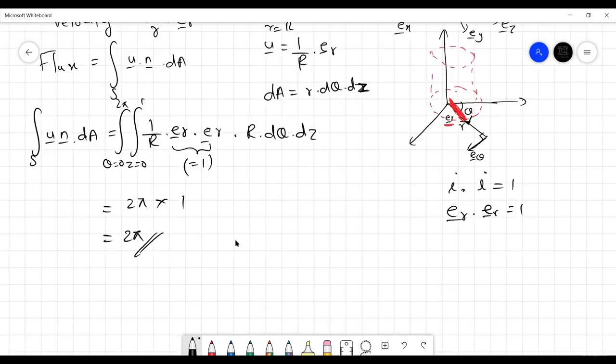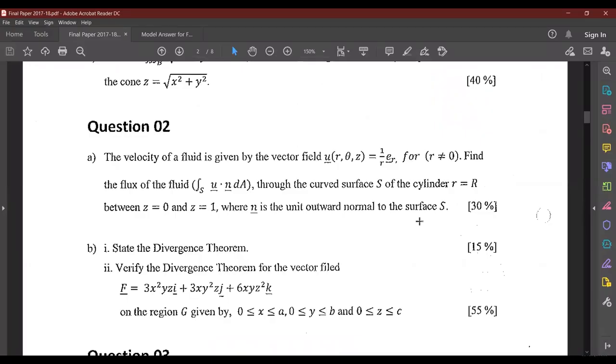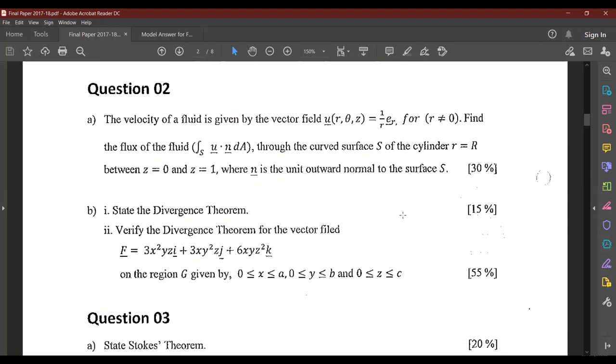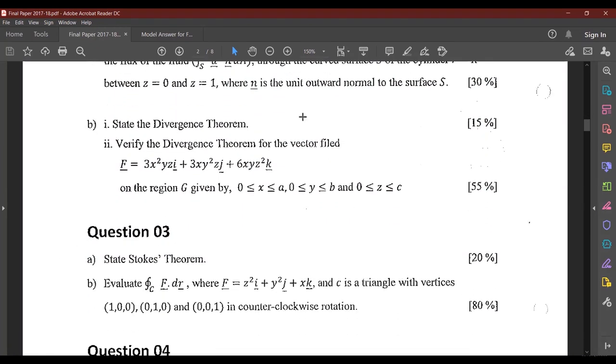So the next question, B part, they're asking us about the Gauss divergence theorem. So you have to mention the theorem. You can get it from our textbooks. The second part is they're asking us to verify the divergence theorem for the vector field. So we'll quickly see that also.